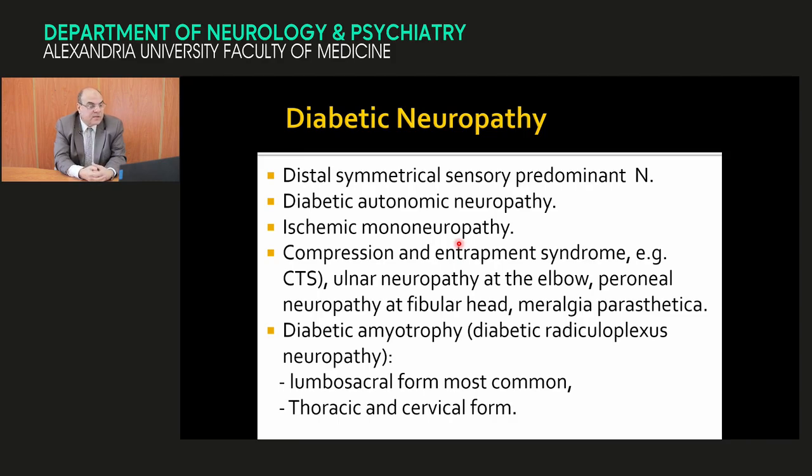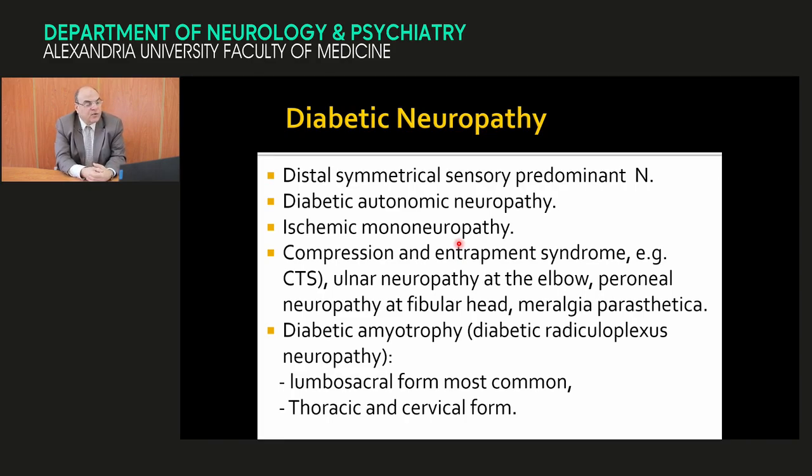This may be associated with decreased deep tendon reflexes. Usually the motor power is preserved. Another example is diabetic ischemic mononeuropathy. This means that on top of distal symmetrical sensory predominant polyneuropathy, the patient may develop acute or subacute onset of hand drop, foot drop, or facial nerve palsy. These are ischemic mononeuropathies, which are usually related to uncontrolled diabetes, and usually this type has a relatively good prognosis, usually improving with conservative treatment and adequate control of the blood sugar level.